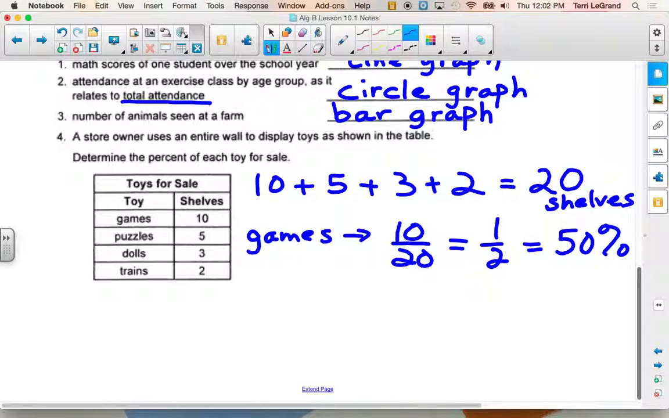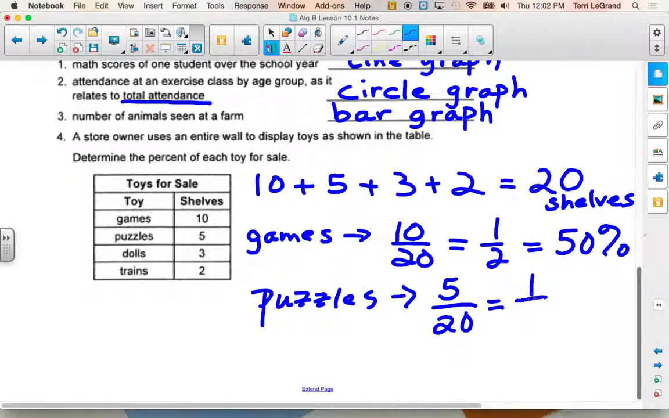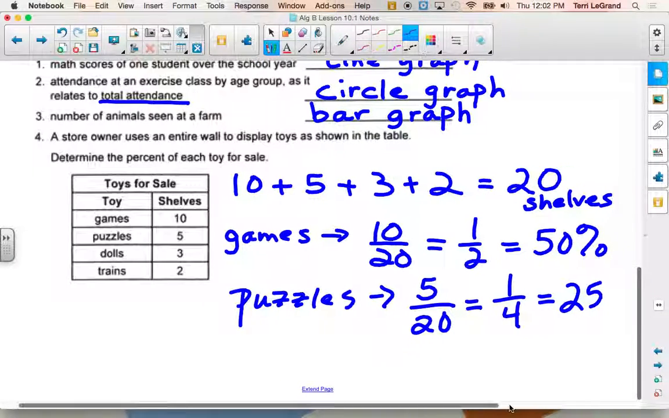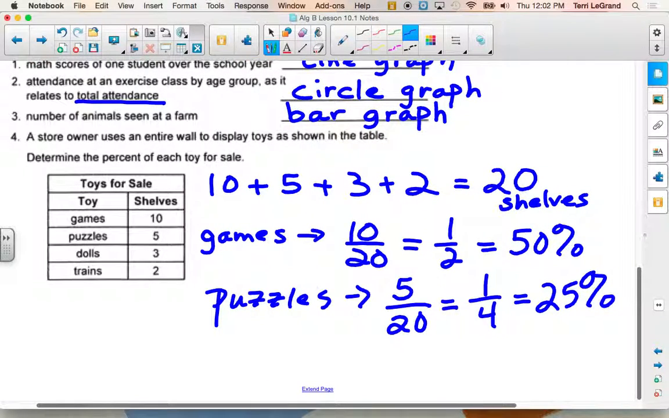Okay, then let's do puzzles. 5 over 20, which is the same as what fraction? 1/4, and we know that 1/4 is 25%. Okay, and this is how you would show your work in your homework for these.